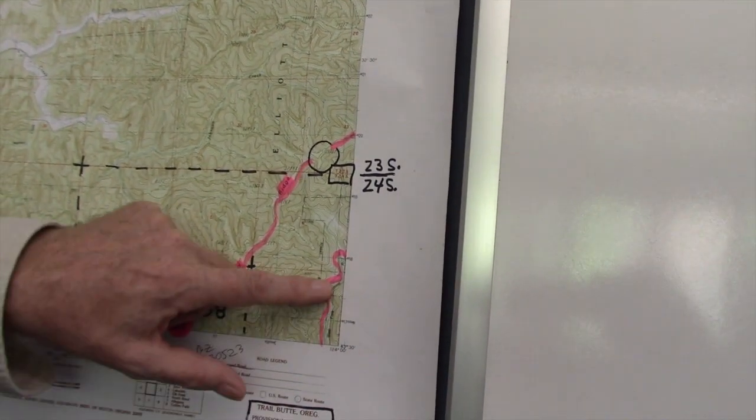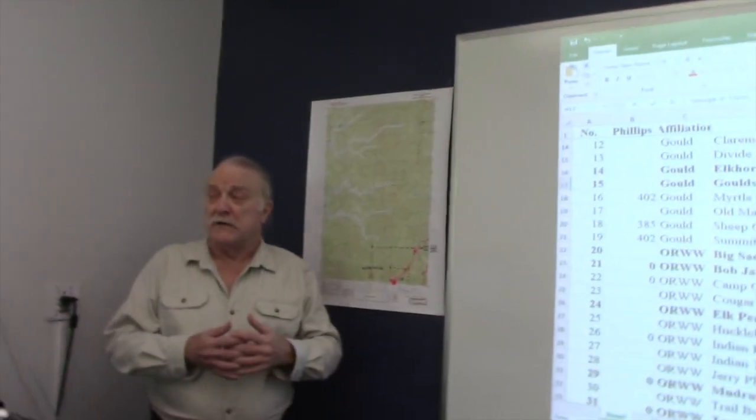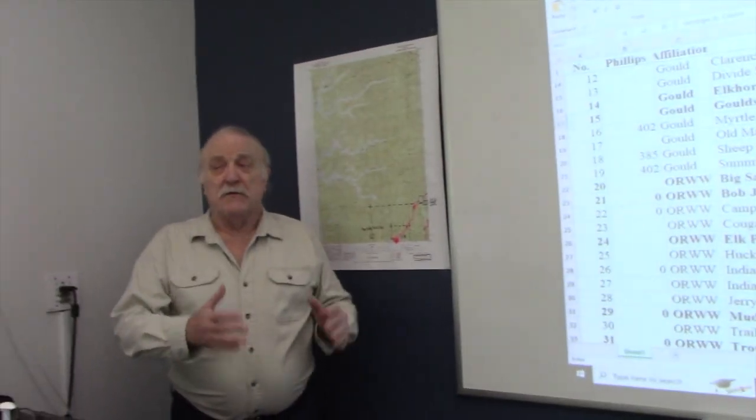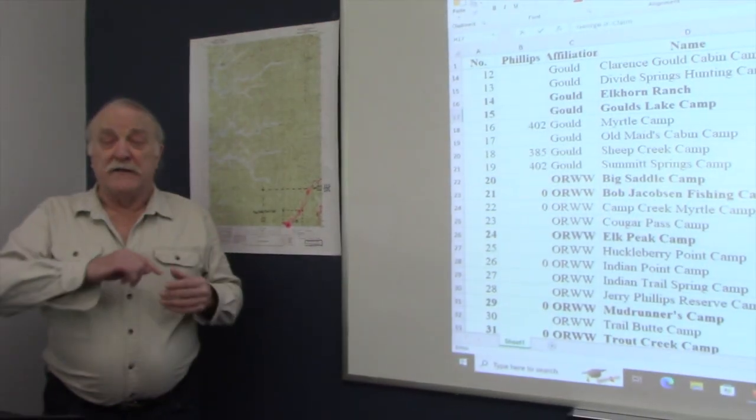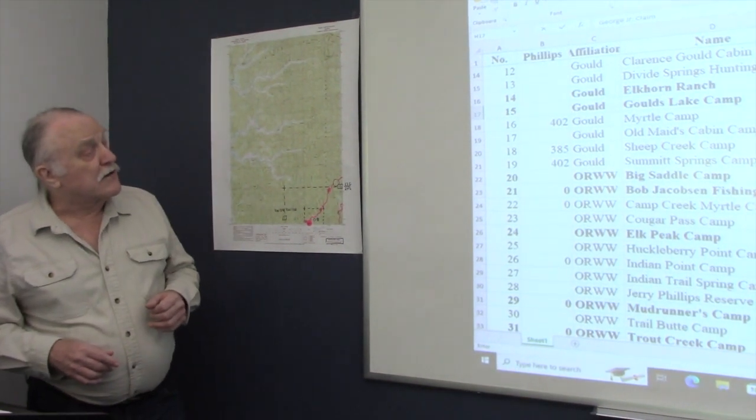This one down here follows the river, Millicoma River. So all of the old trails and all of our new trails almost always follow a riparian area or they follow a ridge line. And then the connections between those two are pretty much common sense.